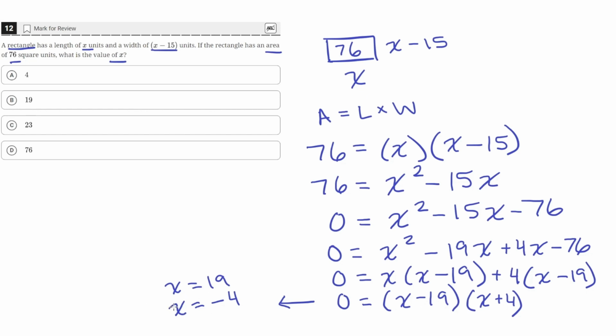But since x is negative 4 here, this solution doesn't make any sense because we're dealing with distances. The length or width of a rectangle cannot be negative, so we're just going to disregard that solution and take x equals 19 as the solution. So the answer is B.